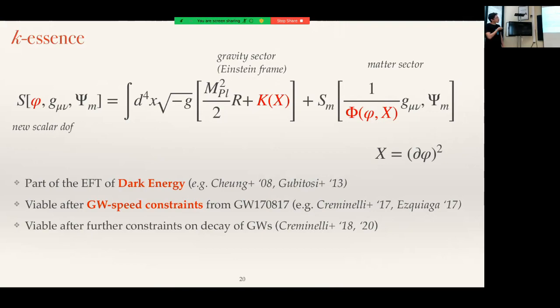This theory is motivated from cosmology because it can be a dynamical explanation for dark energy, and it's part of a very general framework for the new theory of dark energy. It is a theory that remains viable after the observation of the neutron star binary merger, GW170817, that told us that gravitational waves travel at the speed of light. And it is also viable after theoretical constraints telling you that gravitational waves don't decay into dark energy.